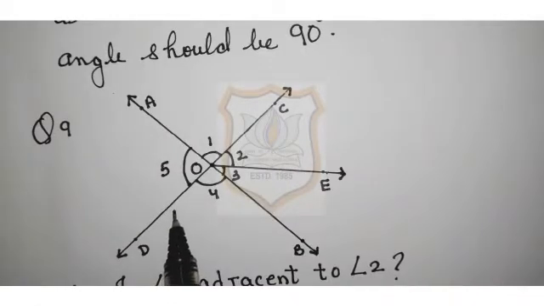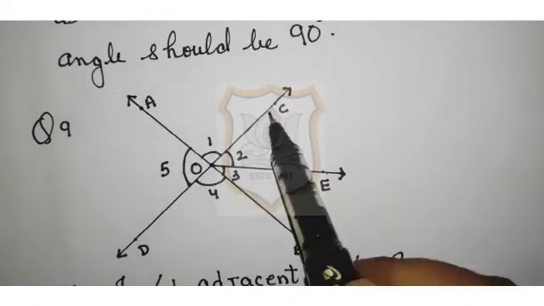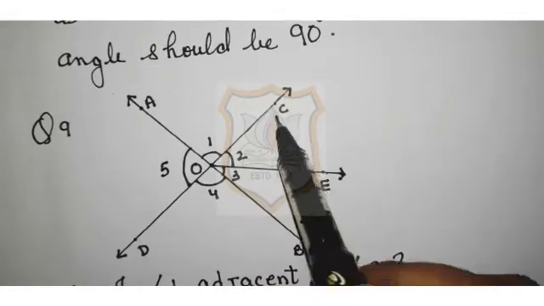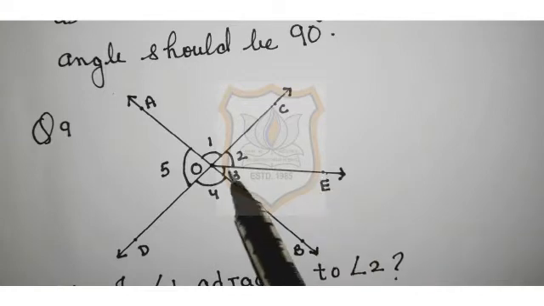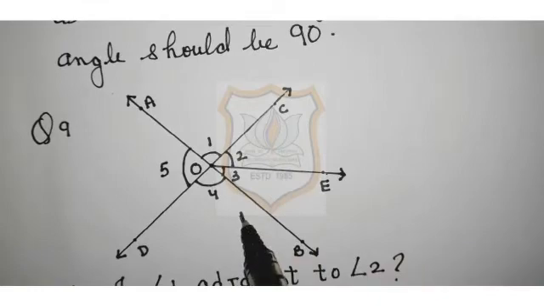Now third part is: do angle COE and angle EOD form a linear pair? Look at this figure again. This one, COE, and EOD. Are both of them linear pairs or not? That you have to tell by giving the reason.